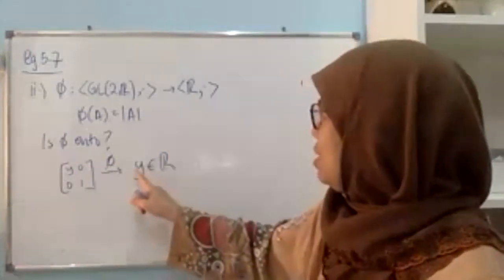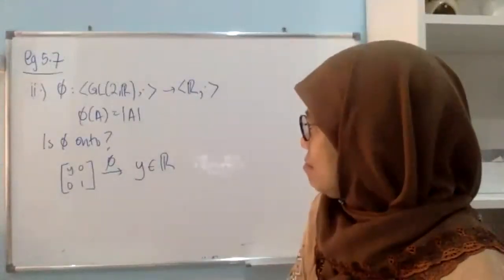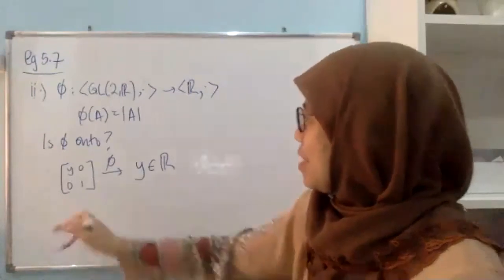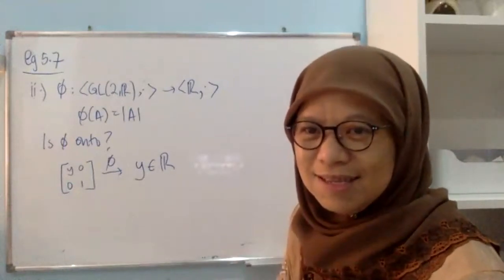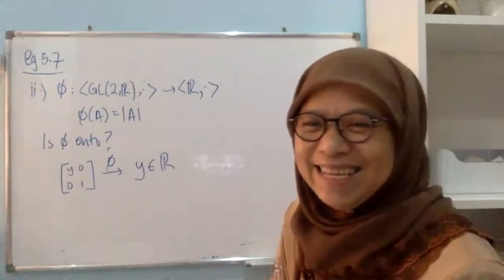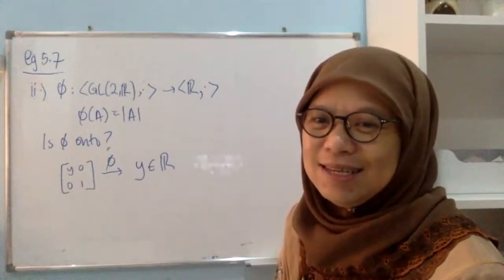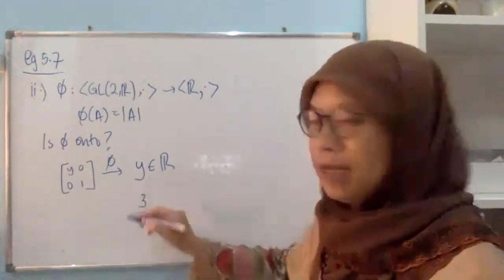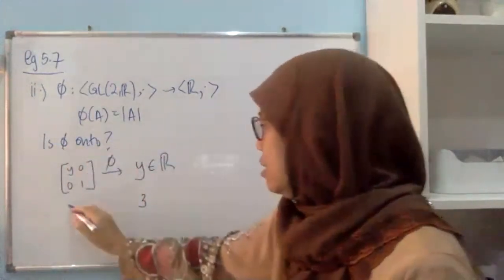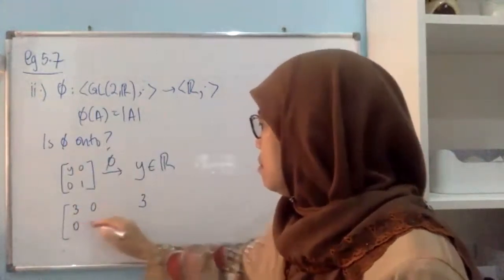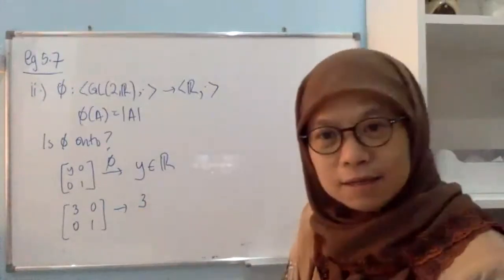If I give you a Y, in here, this is mapped to Y, right? But, there is a but. Why do you say it's not? For example, you give me a number 3, right? Now we are showing it's onto. We have to find a matrix mapped to 3. So I said, okay.